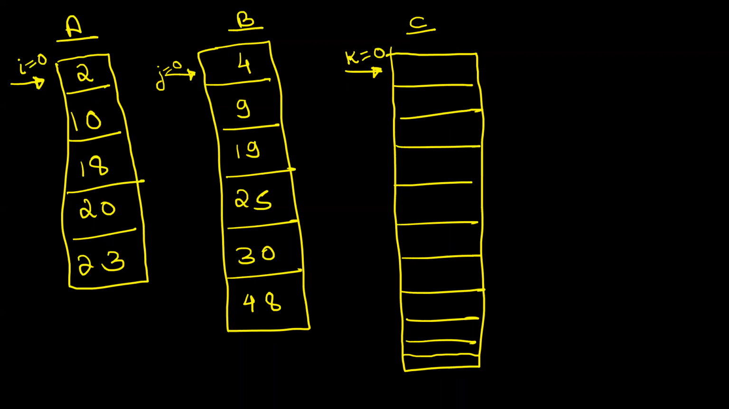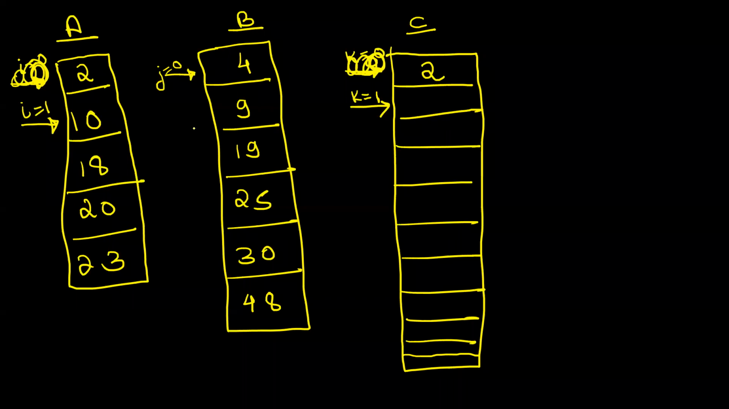And then what will I do? I will move K forward. Boss, I have written the element at index number 0, now K should come at index number 1. And I will move my pointer I forward. I have already taken this element 2 from array A, so now let us move my index I forward. The next element that array A has to offer is 10.